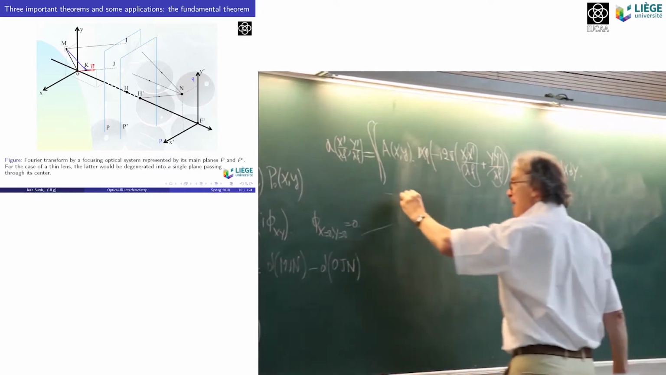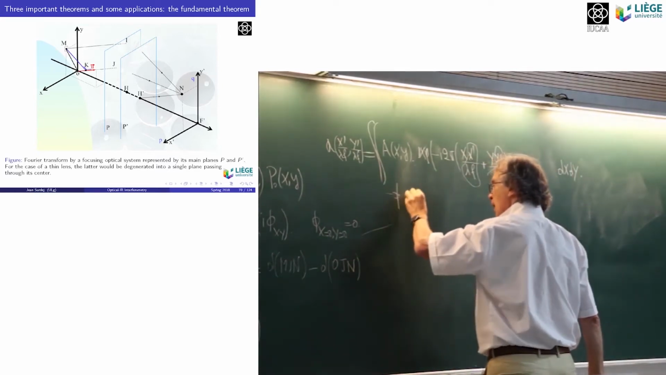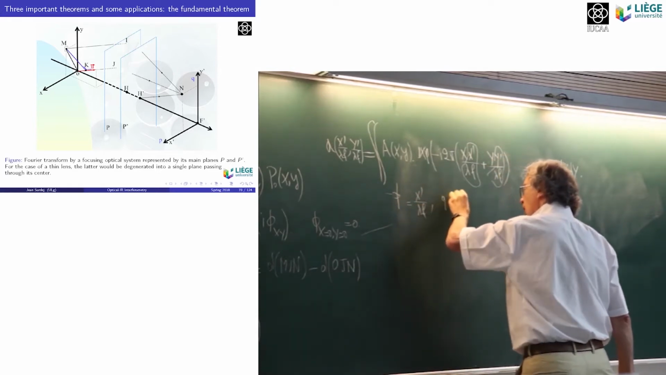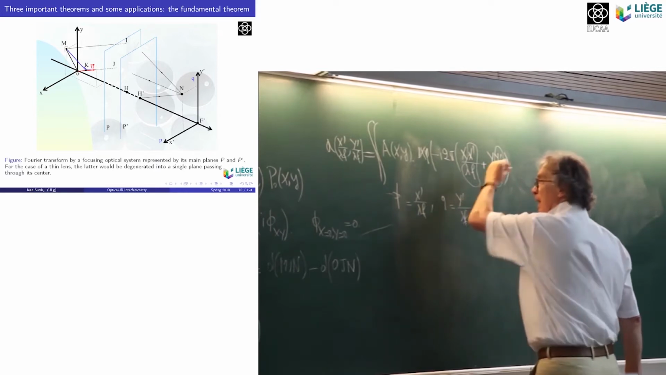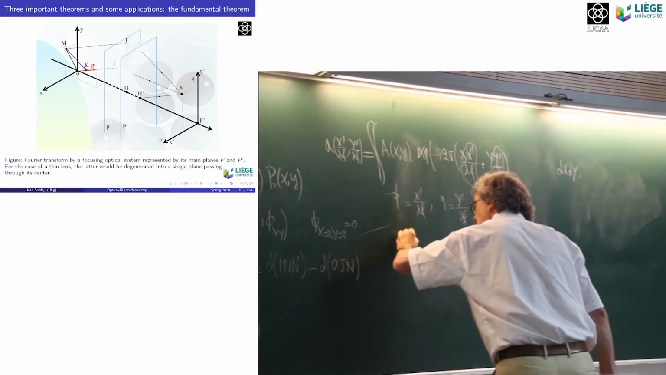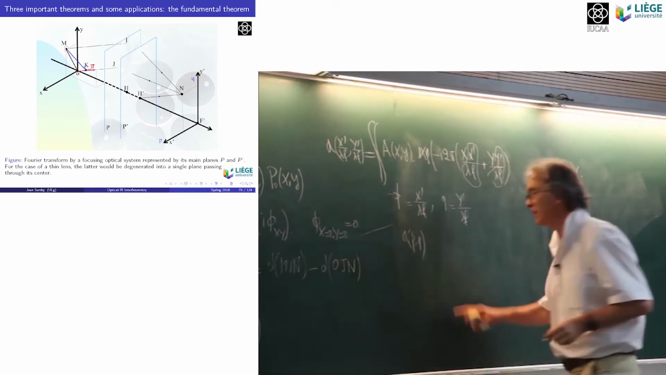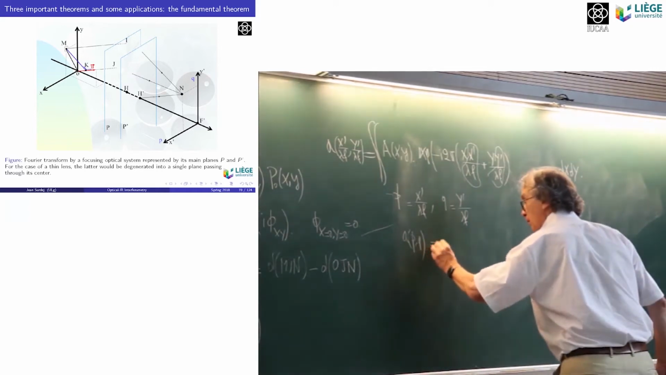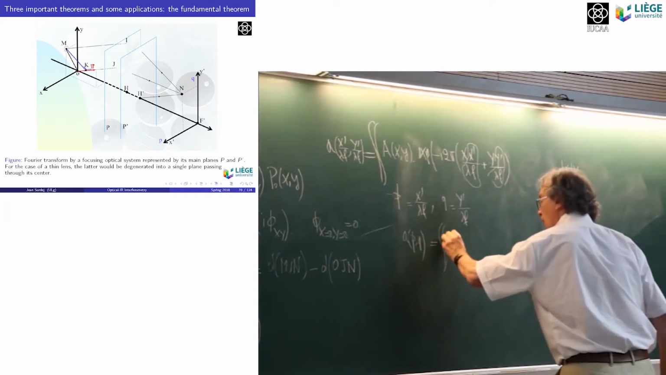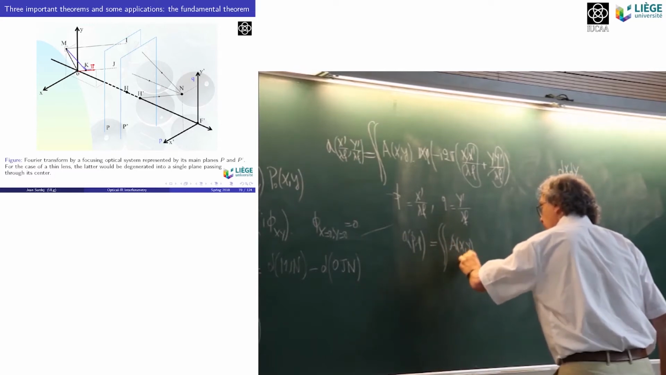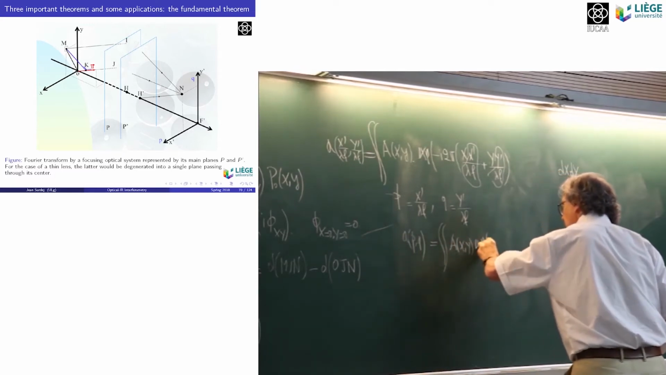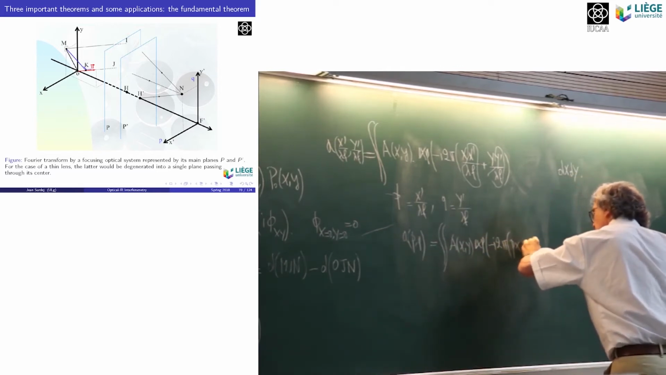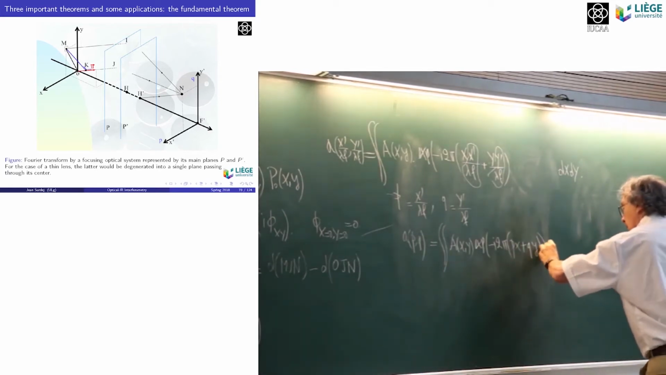So now I set the change of variables p equal to x prime over lambda f and q equal to y prime over lambda f, and this expression becomes: the resulting amplitude of the electric field in the focal plane is equal to the double integral of a(x,y) times the exponential of minus 2 pi i multiplied by (px plus qy), dx dy.